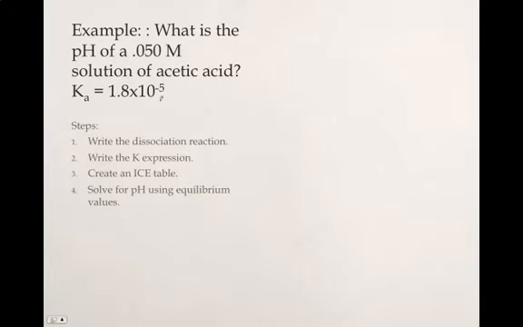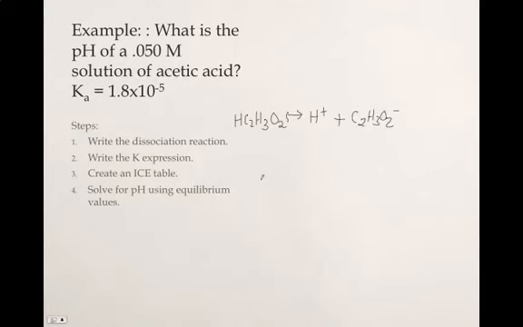So write our dissociation reaction. So acetic acid, HC2H3O2, is in equilibrium with H plus and C2H3O2 minus. Okay, so we did step one.